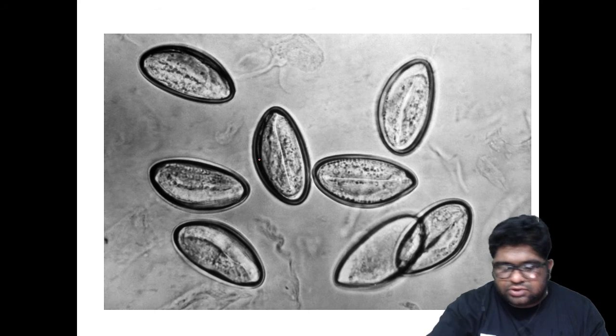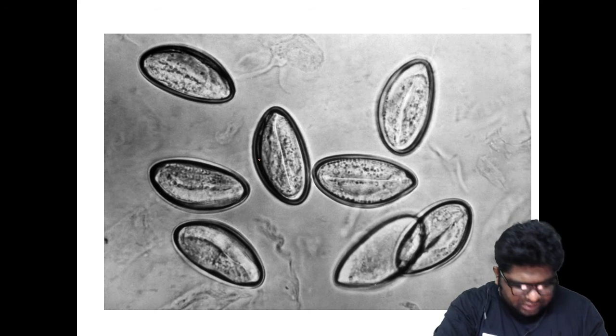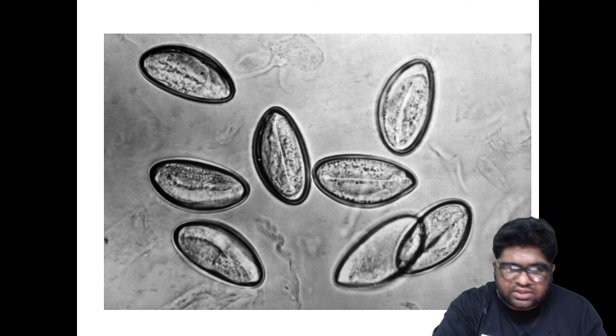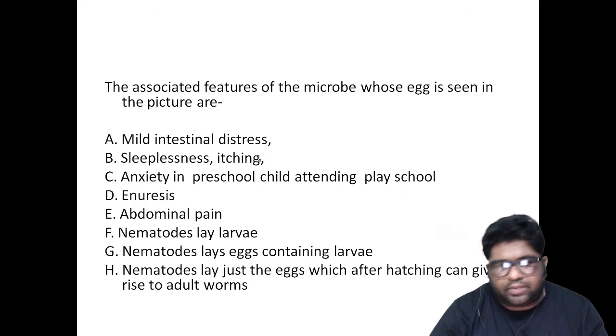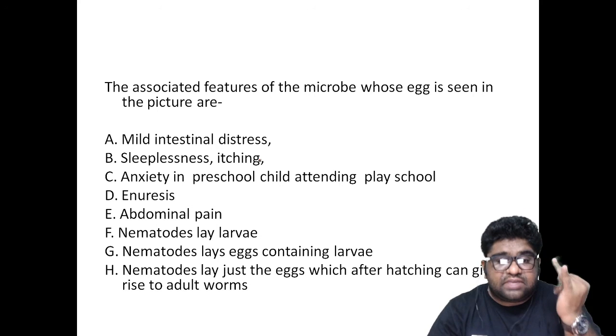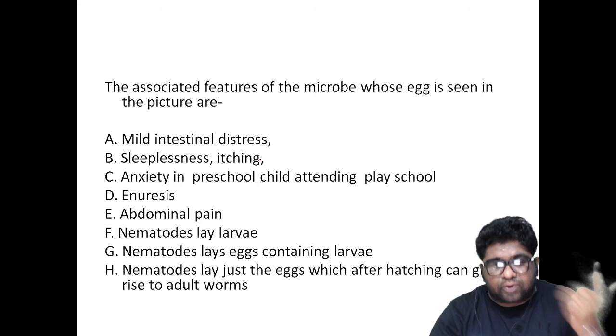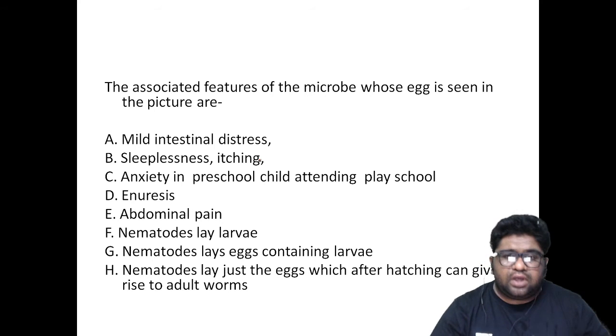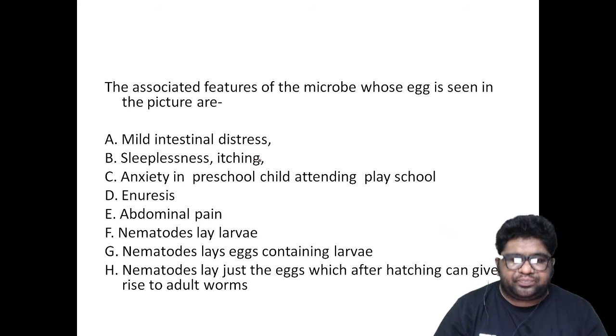Okay, so you don't have to tell me which organism it is. Good, Sheshagopalan. Just look at the question right away. The associated features of the microbe whose egg is seen in the picture are: you have A, B, C, D, E, F, G, H. Out of 8 options, you are supposed to choose the right options given here. Go for it.